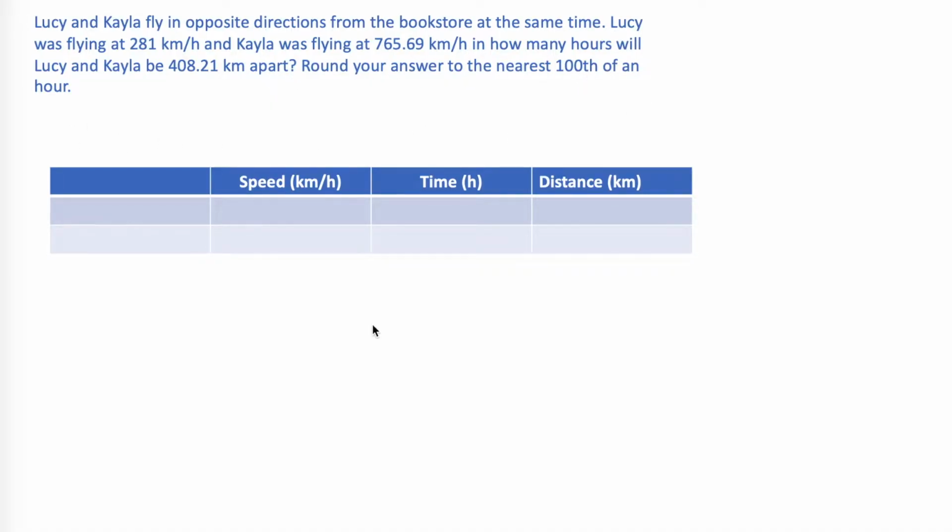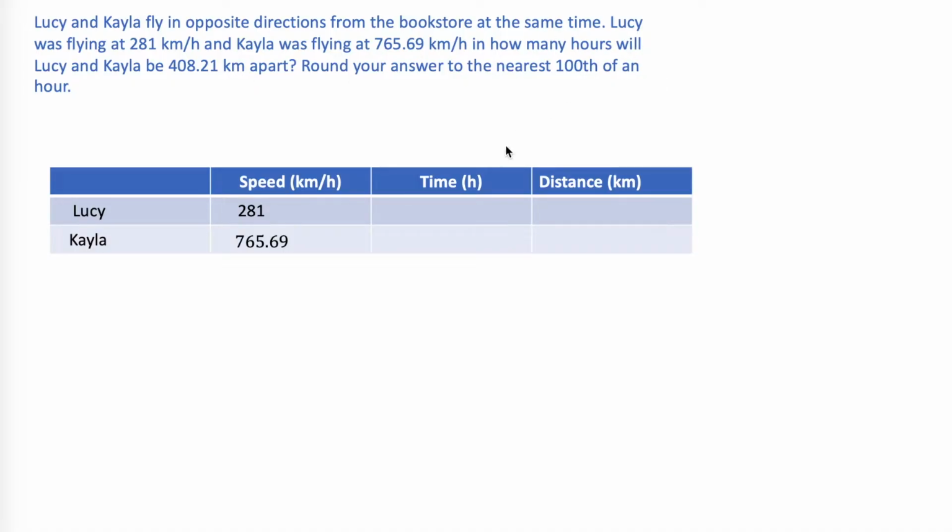We're looking for time. I'm going to add Lucy and Kayla to my table of speed, time, and distance. We have to remember that speed times time is distance. We know Lucy was flying at 281 kilometers per hour. Kayla was flying at 765.69 kilometers an hour. In how many hours will Lucy and Kayla be 408.21 kilometers apart?